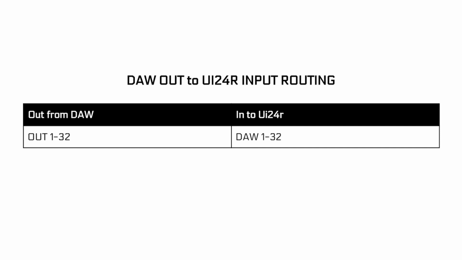Now when we look at output routing, you'll actually find it's much simpler because output 1 correlates to DAW1, output 2 to DAW2, and so on, all the way up through the 32 possible outputs from our DAW into the Ui24r. We'll look at that now.